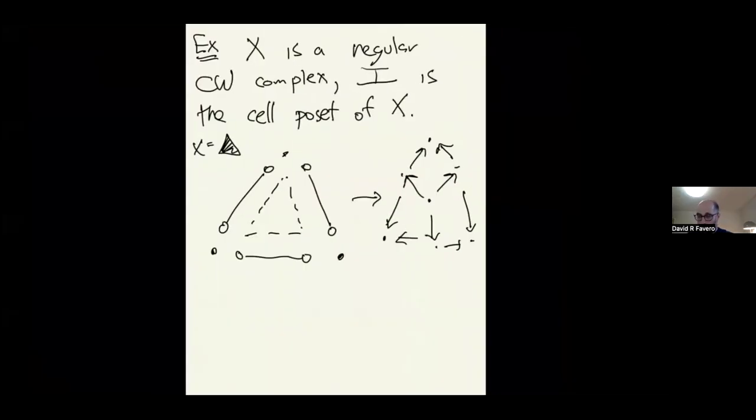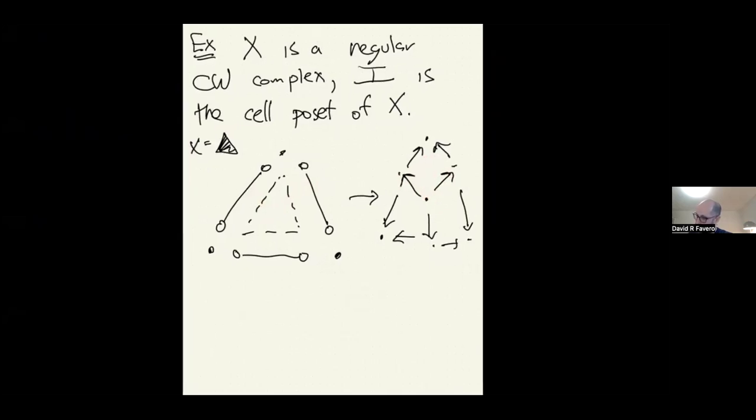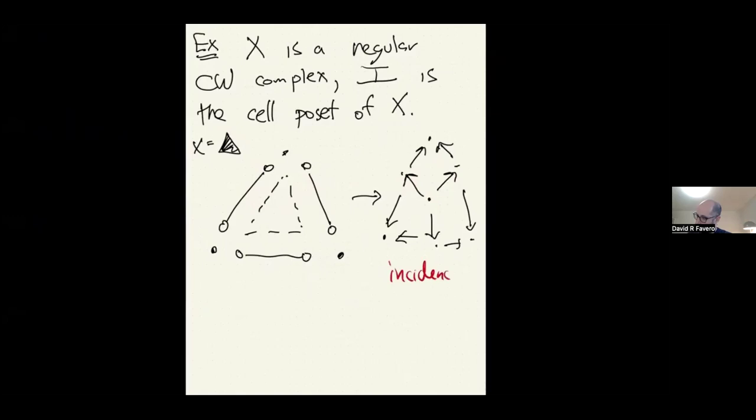Or I could go back to this CW complex, right? So for example, a triangle, right? I could take the cell poset, and if now these are actually exit paths, and I'm taking them up to homotopy, I get the incidence algebra of this poset, of the CW poset.